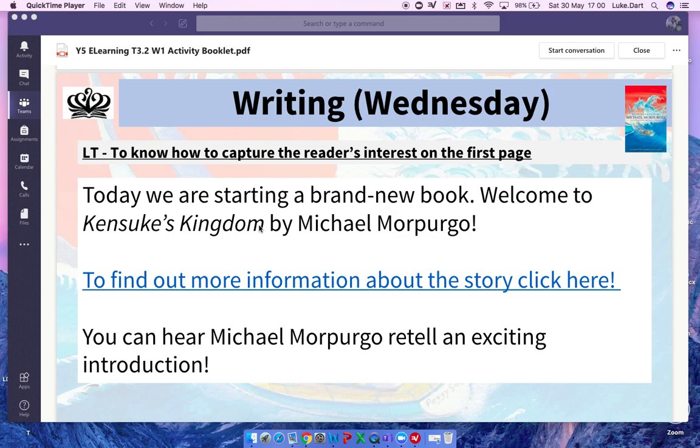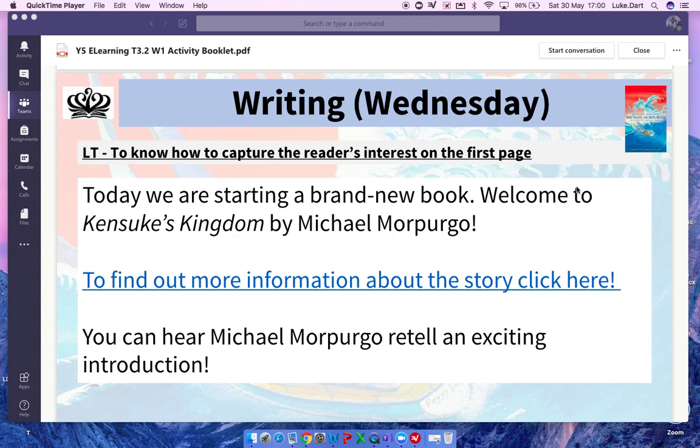It's Wednesday today, and the learning target for English is to know how to capture the reader's interest on the first page. Now, today, as it says here, we're starting a brand new book. We've sadly finished The Little Shop of Horrors now. We hope you enjoyed that. And we're moving on to our final text of the year, which is called Kenzuki's Kingdom by a very famous author in the UK called Michael Morpurgo.